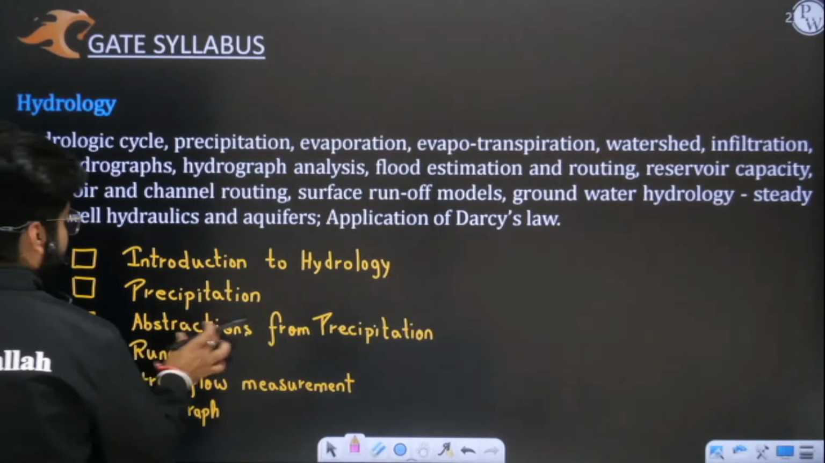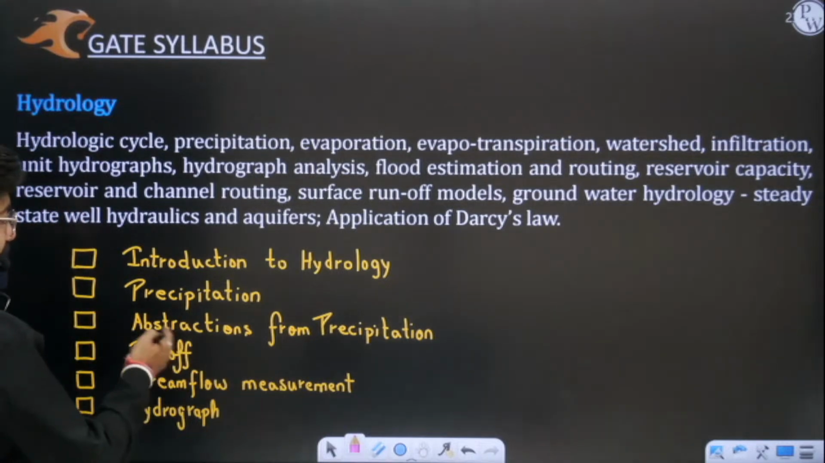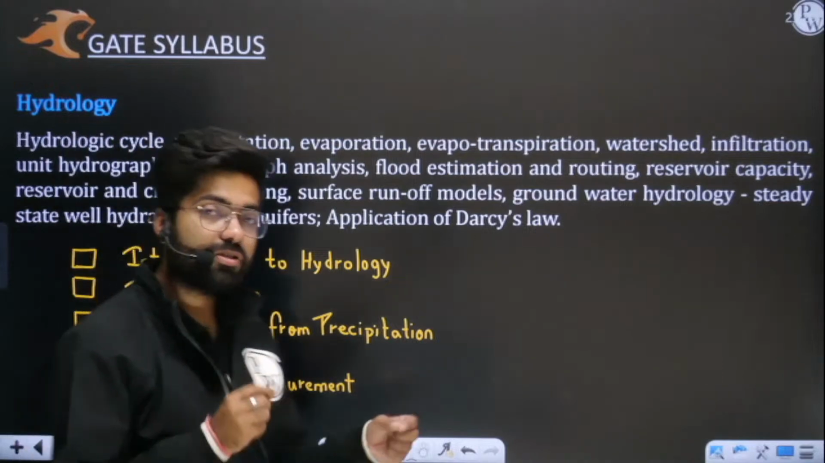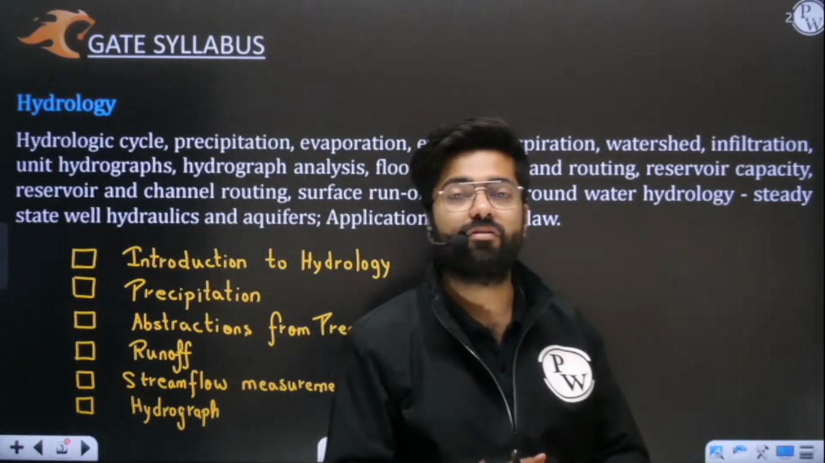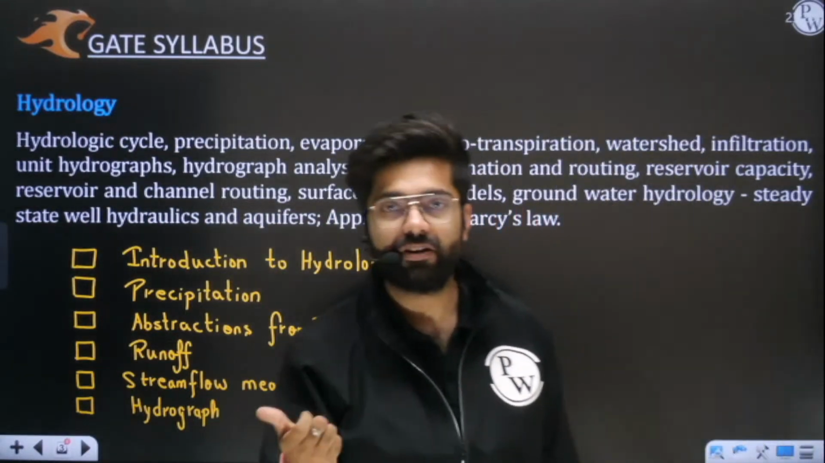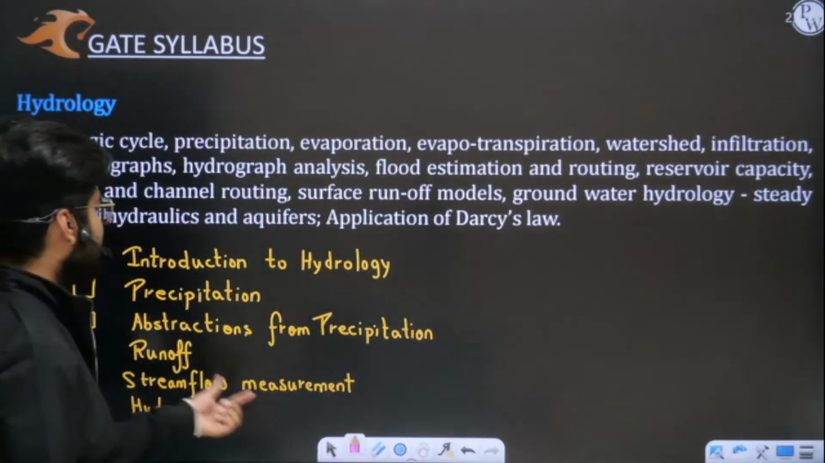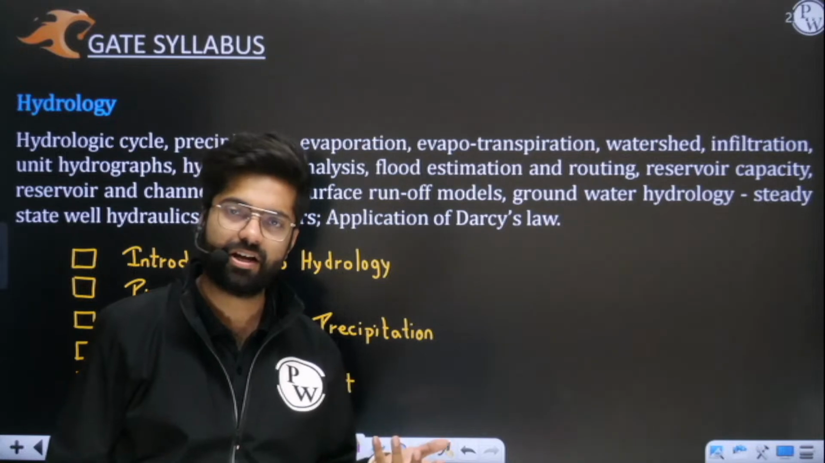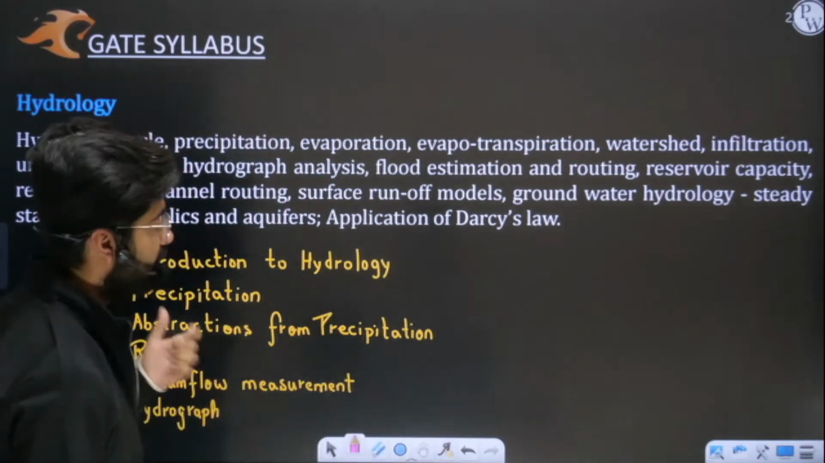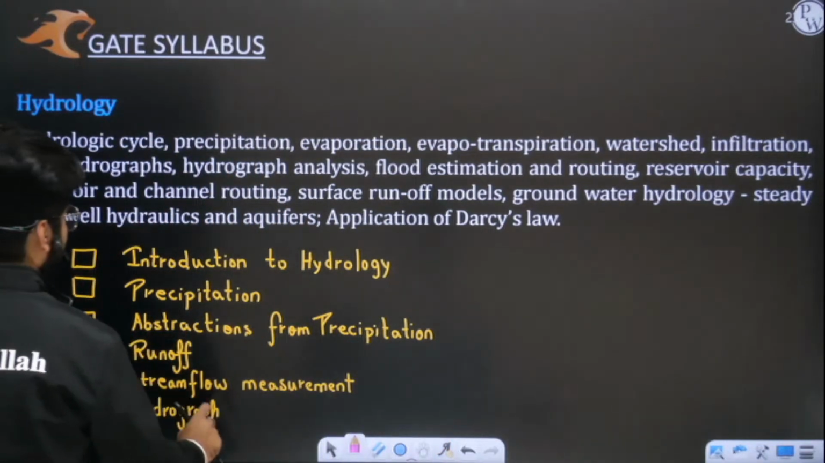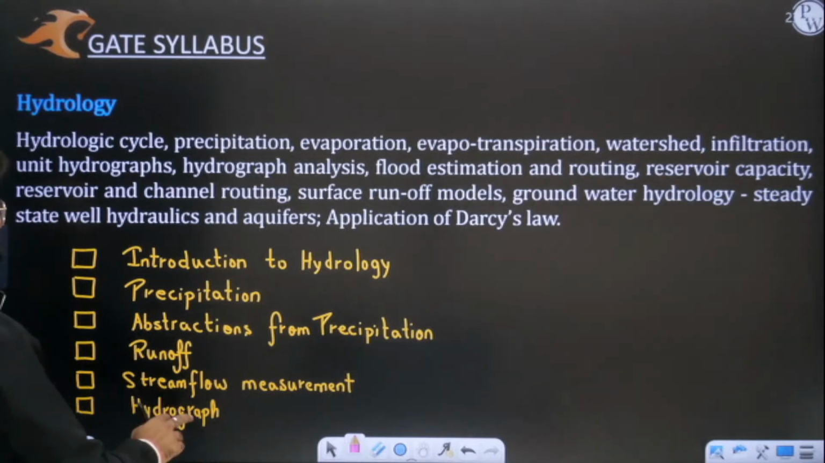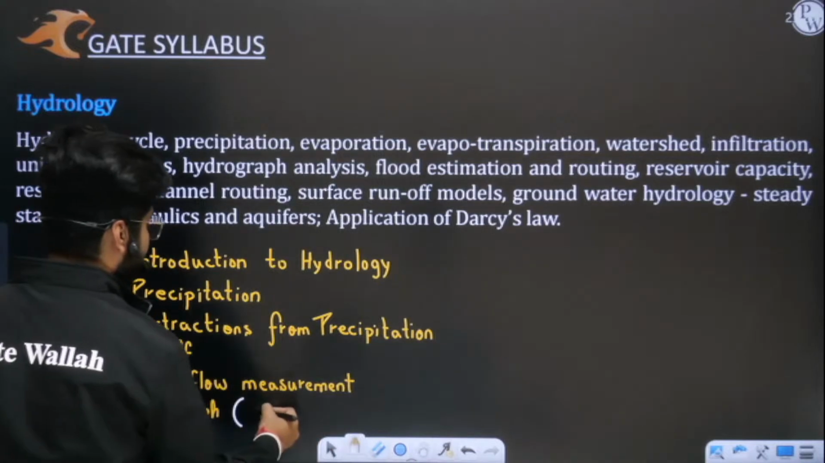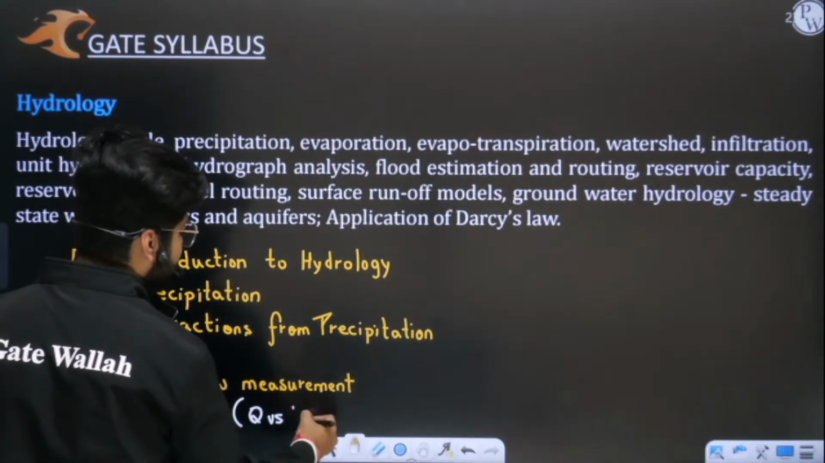So after the losses, runoff happens, and runoff happens with the help of streams. Through small streams all the water will run off and join the main river. So we have to measure that stream flow, and in stream flow we basically measure velocity, discharge, and the level of water. After that, when the water reaches your main river, we try to make a hydrograph, which is nothing but a discharge versus time graph.